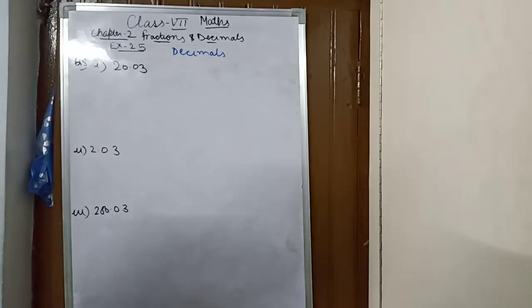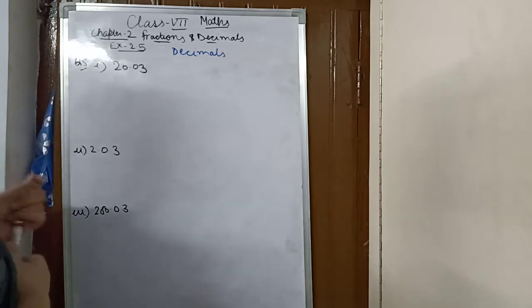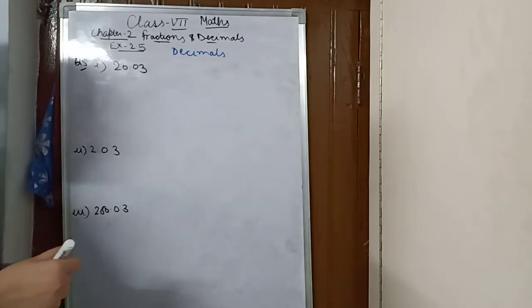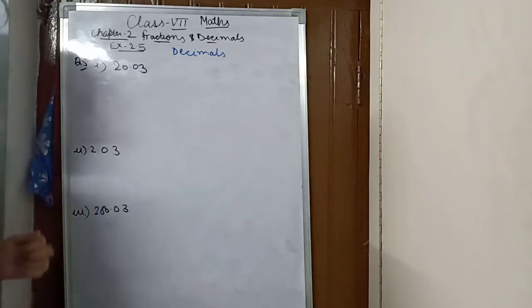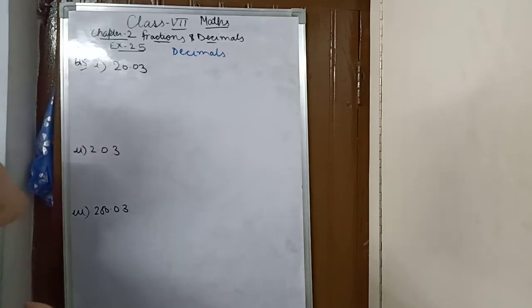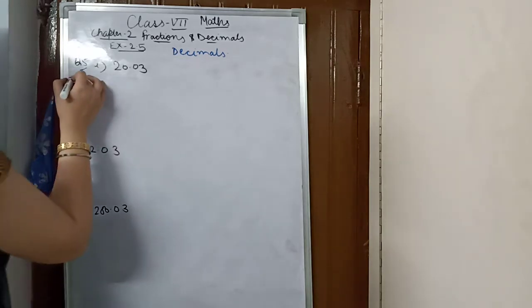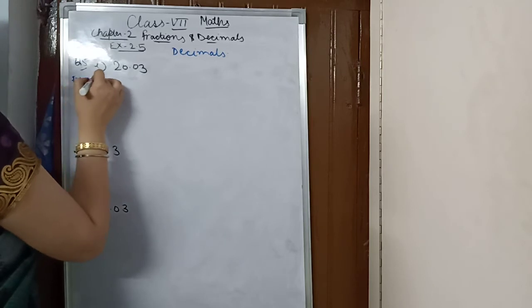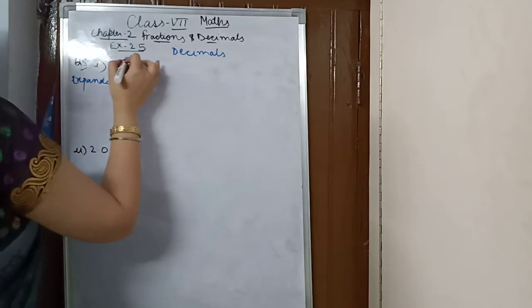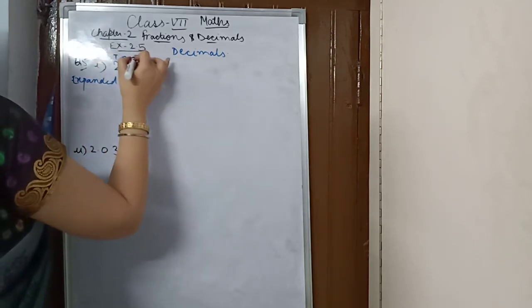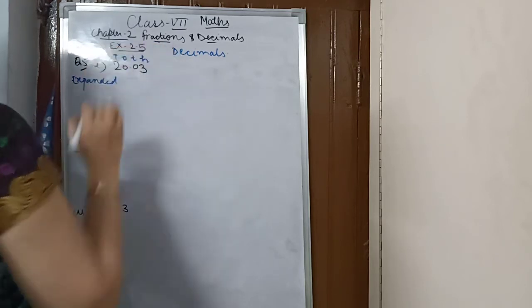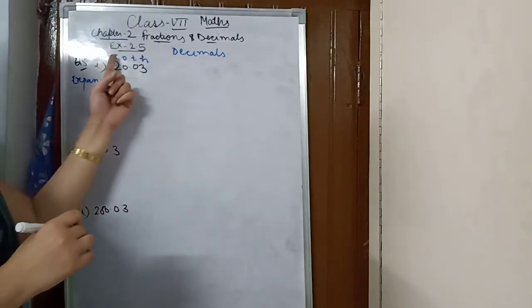See students, what they are saying in question number 5, they are saying you have to write this decimal number in the expanded form. Remember, when I explained the decimal portion, I also explained the expanded form, that you have to write the expanded form like this. First of all, you will write here ones, tens, here 10th and 100th. Okay, you have to write the place values.